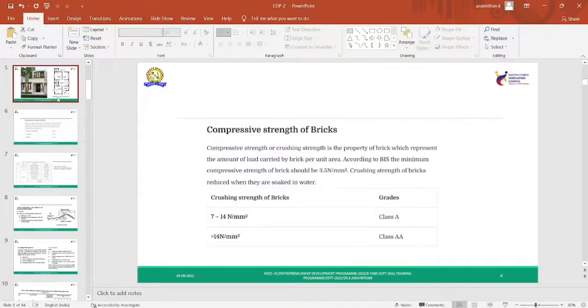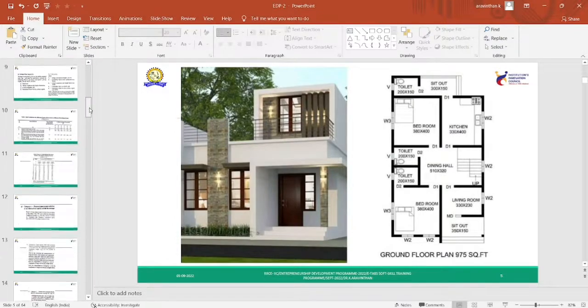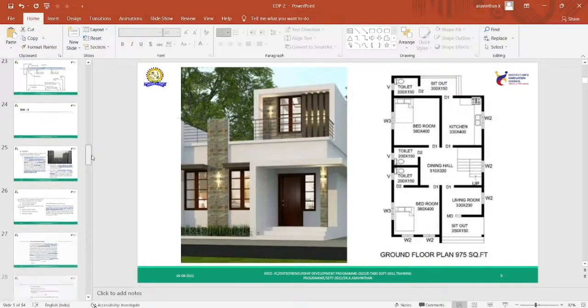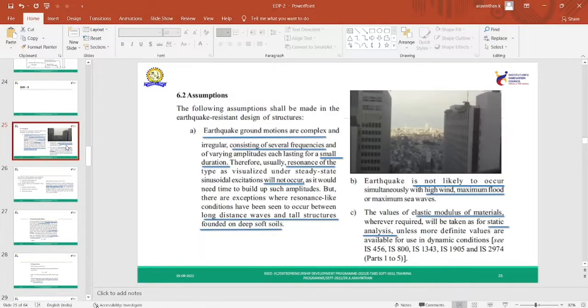Yesterday we discussed dead load and live load. These are called static analysis. Right now we will be discussing dynamic analysis. Before going into that, we discussed wind analysis yesterday. It is a part of dynamic analysis, and earthquake is the second one.